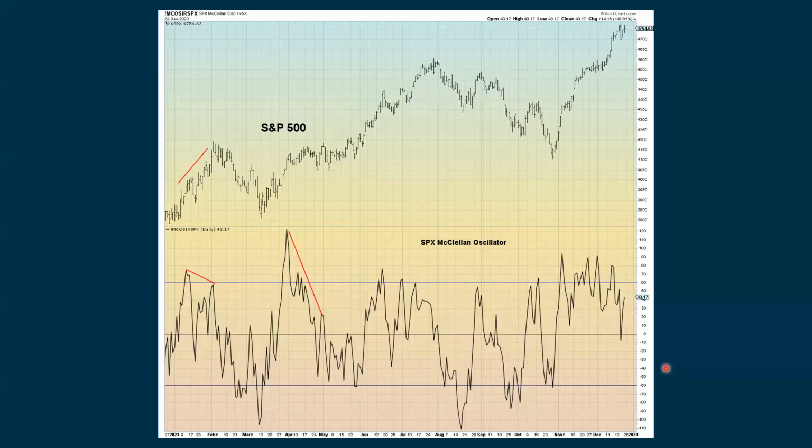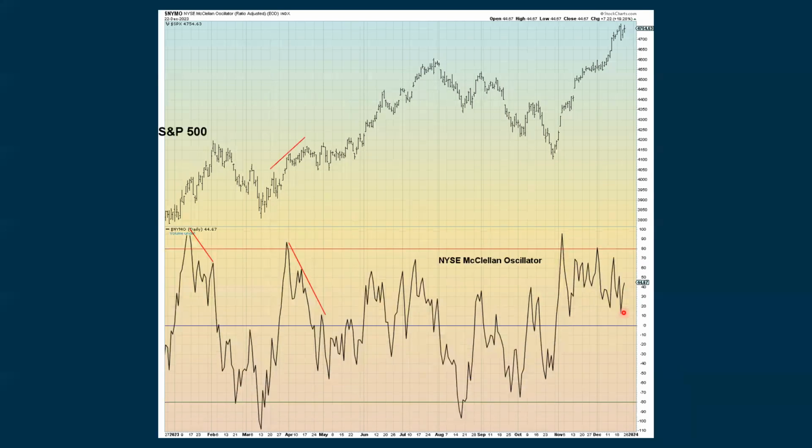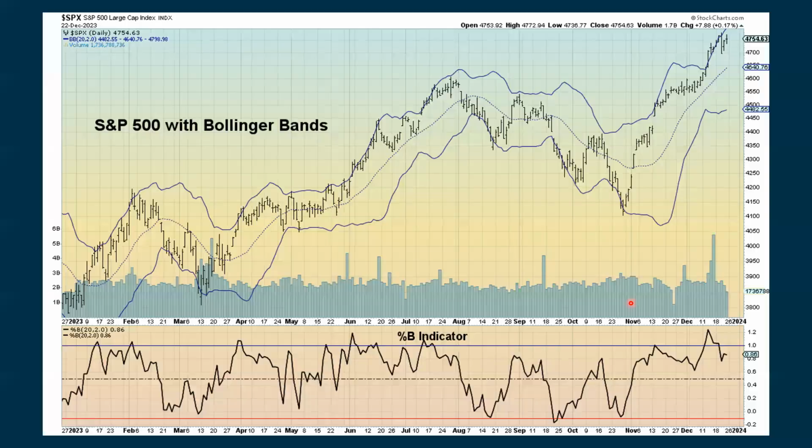And then we look at the McClellan oscillator just for the S&P 500. When we're above zero and advancing, that's positive. We have been seeing some recent extreme positive readings, but we're not at this time, so I haven't been including this chart. Then we look at a broader range of the NYSE McClellan oscillator. That's also above zero and advancing and not necessarily extreme.